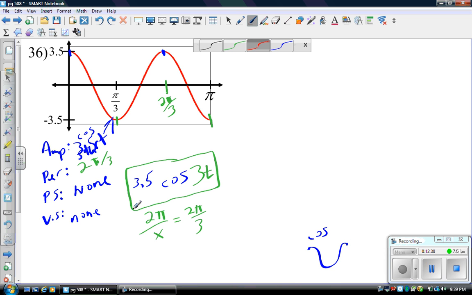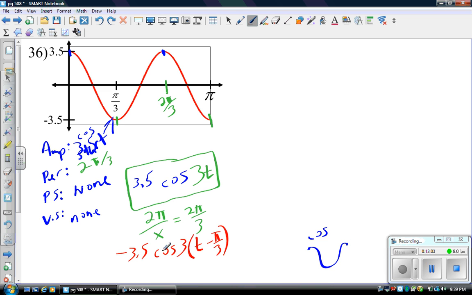what the equation would look like. Well, it'd be a negative 3.5 because it's starting below. The period is still the same, so that's not going to influence this number. Cosine of 3. But now there's a phase shift. If I'm starting here, that's starting right at pi over 3. So that means my equation would be minus pi over 3. So either one's fine. This obviously is a little simpler, but there are actually infinitely many ways to write the cosine machine. Okay, so there's the cosine.